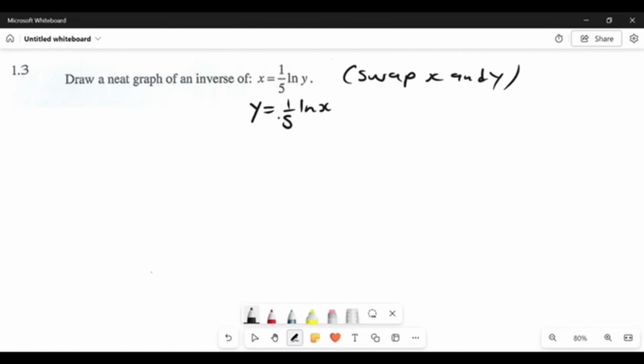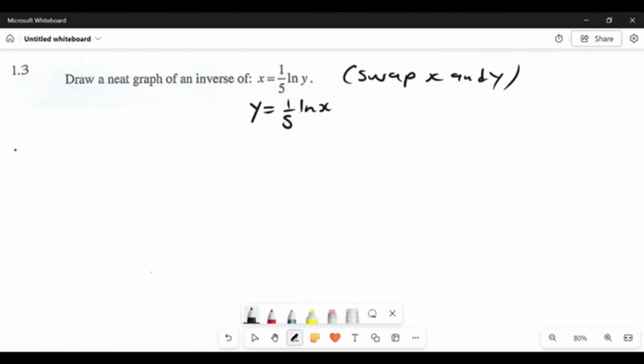But then the method that you're going to use to plot our graph, it's easier to use the table method. So I'm going to sketch the table here and insert the values. And then from there, we're going to start plotting the graph. All right, guys, as you can see, we have our table here.